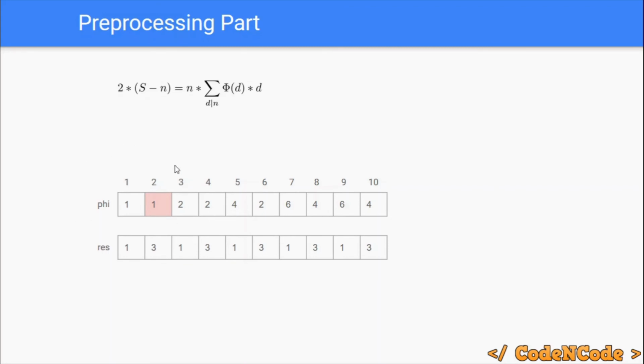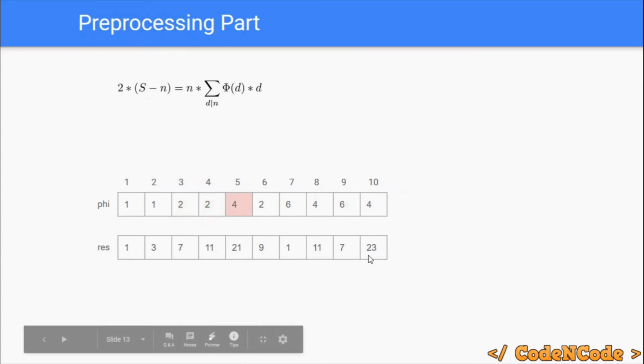Now I'll be going to 3. Now 3 times phi of 3 would be added to all of the numbers which are multiples of 3, because 3 will be their divisor. Now starting from 3: 3, 6 and 9. In the result 3, 6 and 9, I'll be adding 3 times phi of 3. So 3 times phi of 3 will be added here, here and here. Similarly for 4, 4 times phi of 4 would be added to all multiples of 4. So 4 times phi of 4 would be added here and here. So using this pre-computation, we'll calculate the result.